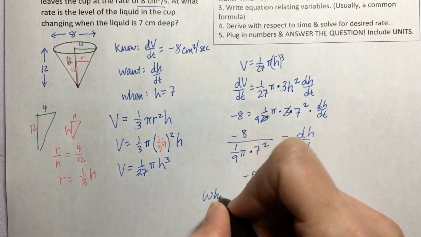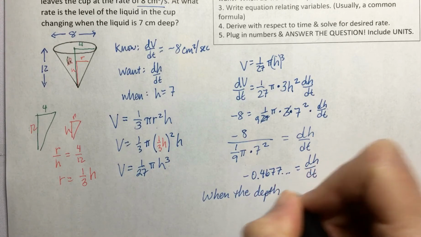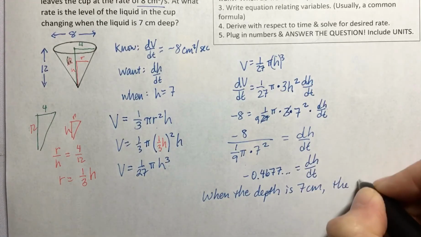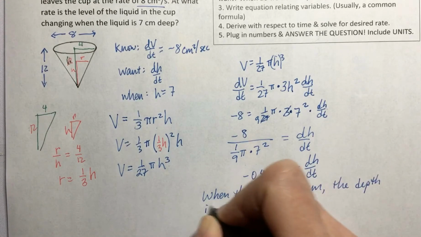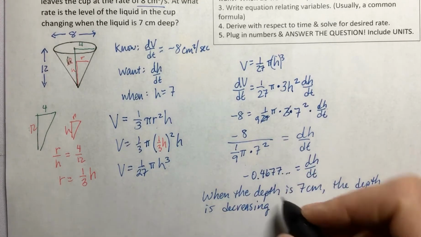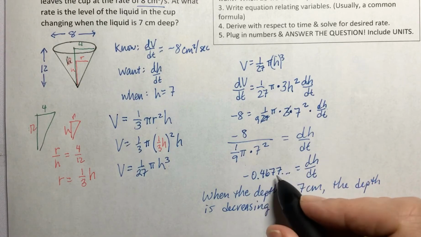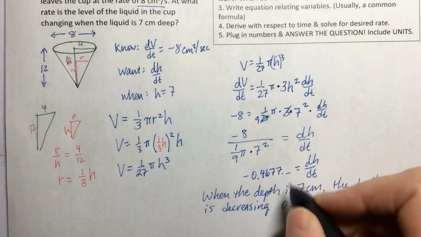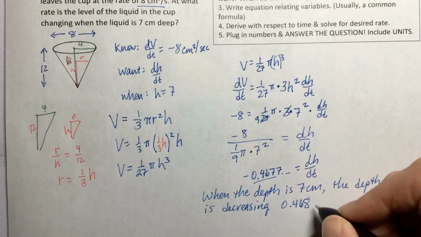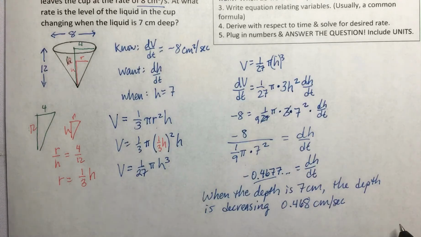So when the depth is 7 centimeters, the depth is decreasing. Let's say decreasing, even though the question said changing, let's say decreasing 0.46. And here's a weird thing. We can either say 0.467 or 0.468. As long as we have through 3 decimal places, it doesn't matter if we round or truncate, according to the College Board anyway. And then units, centimeters per second.